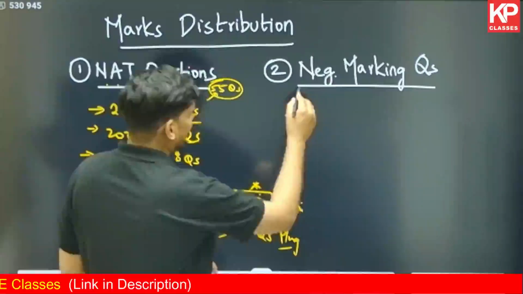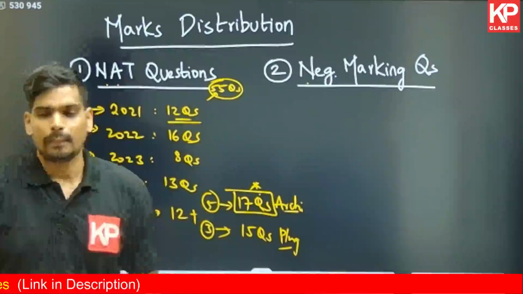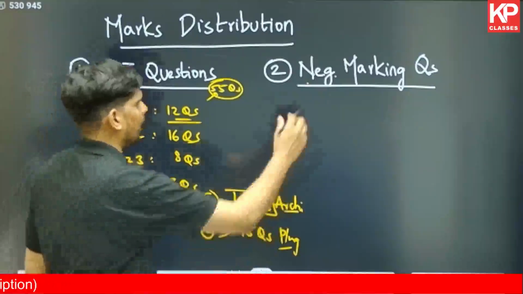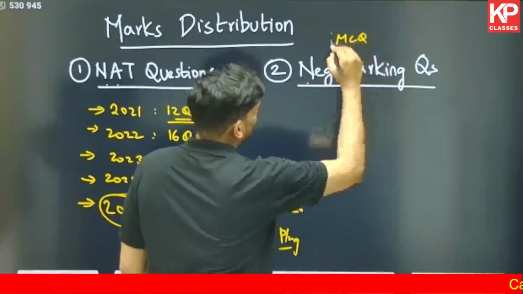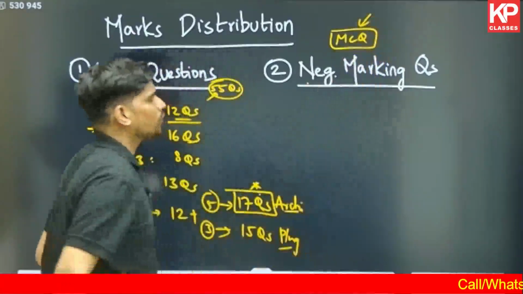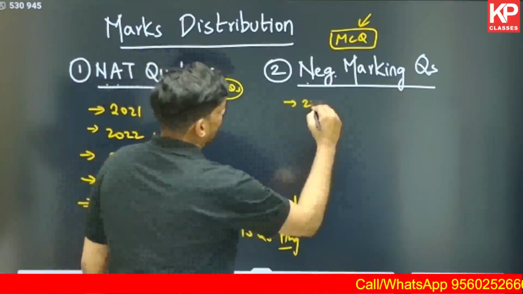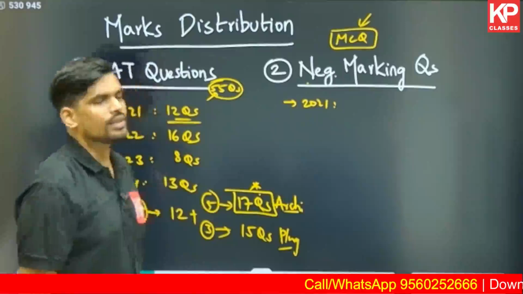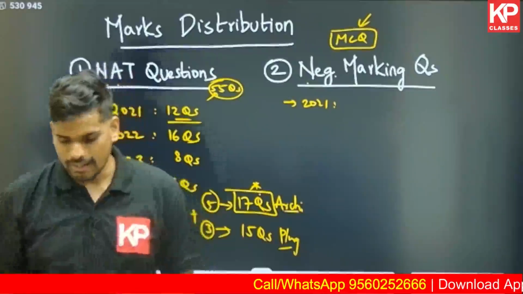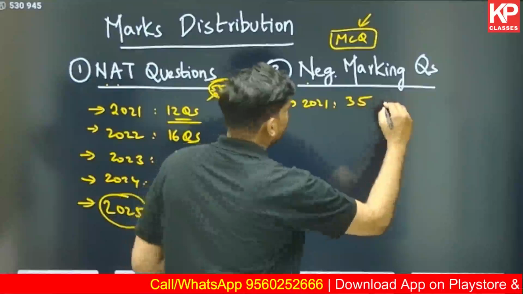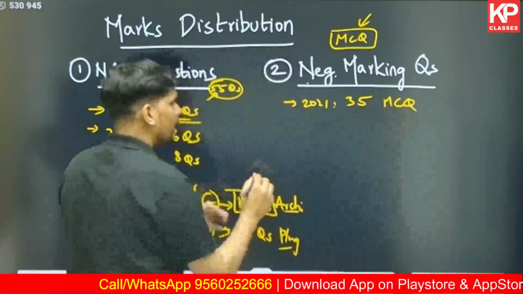Now coming to the negative marking aspect, the number of negative marking questions. Which questions have negative marking? I hope you remember by now. Only multiple choice questions have negative marking. So if I talk about the multiple choice questions in the GATE paper, in the past pattern, in the year 2025, there were a total of 35 questions which had negative marking. There were a total of 35 MCQ questions which had a negative marking in it.